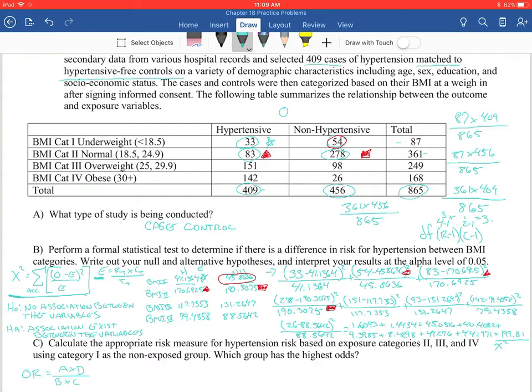How many rows do we have here? We have 4 rows minus 1. Columns, 2 columns minus 1. This is going to be 3 times 1 equals 3. So we're going to have 3 degrees of freedom.